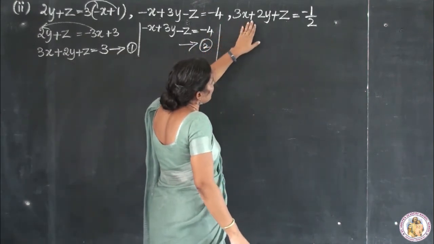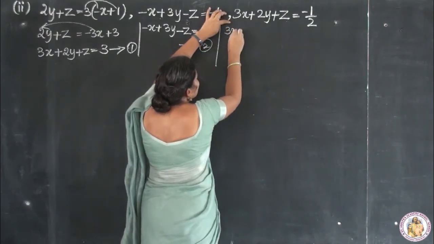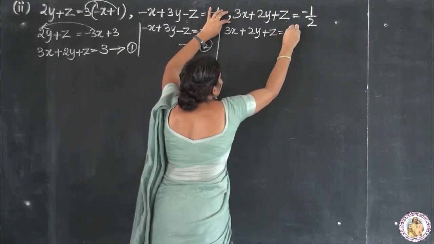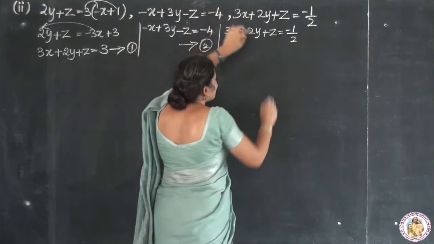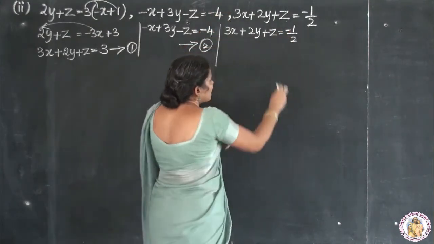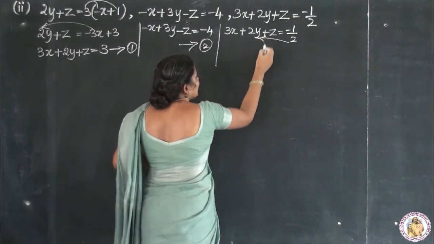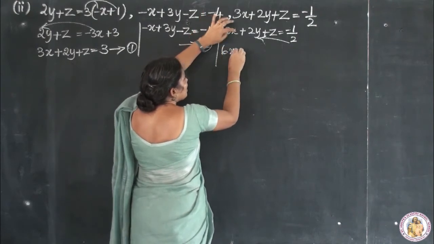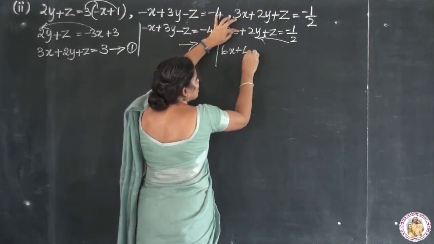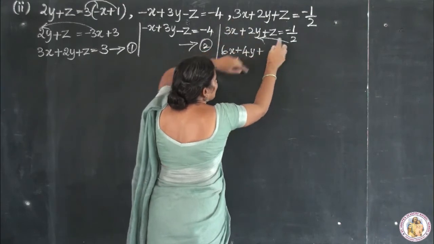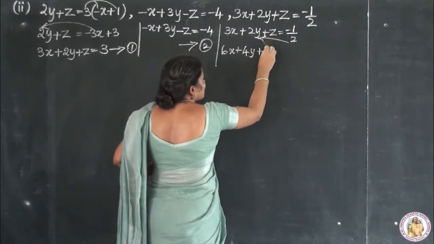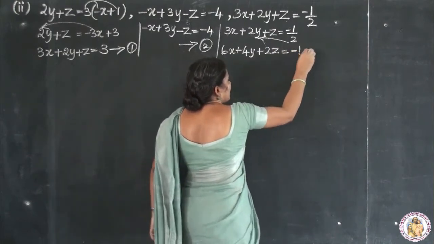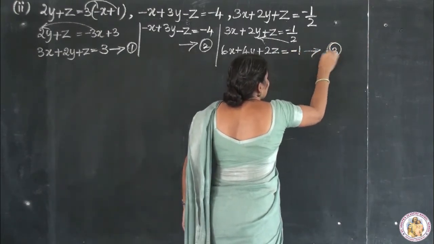Equation number 3. Here 3x plus 2y plus z is equal to 1 by 2. 1 by 2 multiplied with this 2 to the left side. So it will become 3 2s are 6x plus 2 2s are 4y plus 1 2 is 2z is equal to minus 1. Taking this as the third equation.